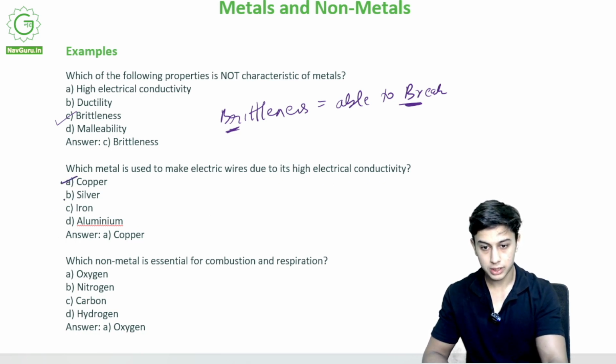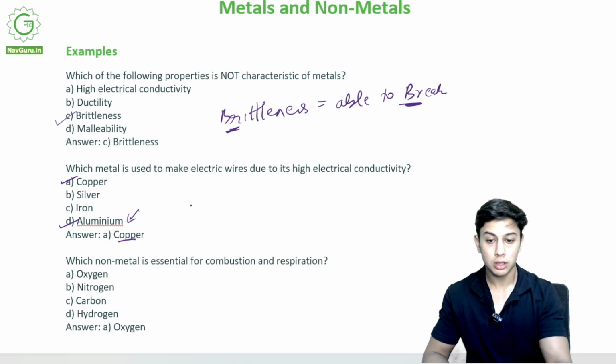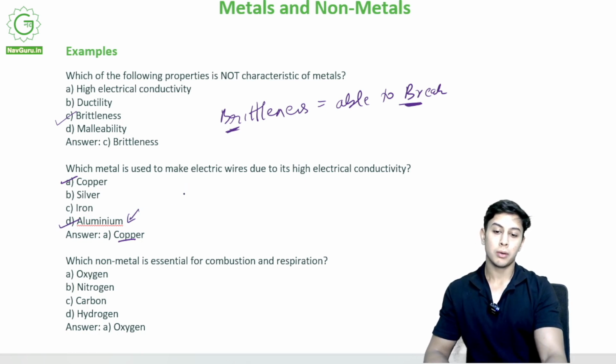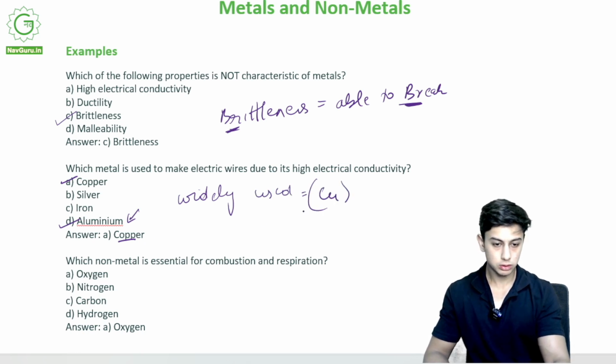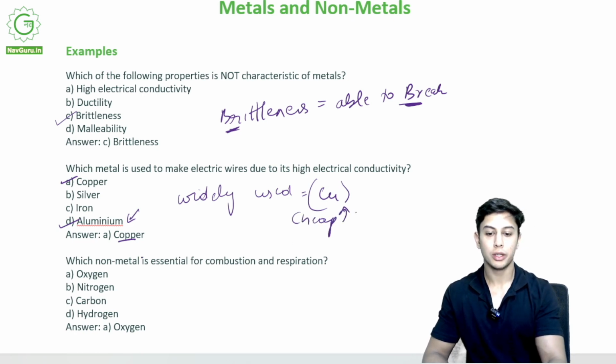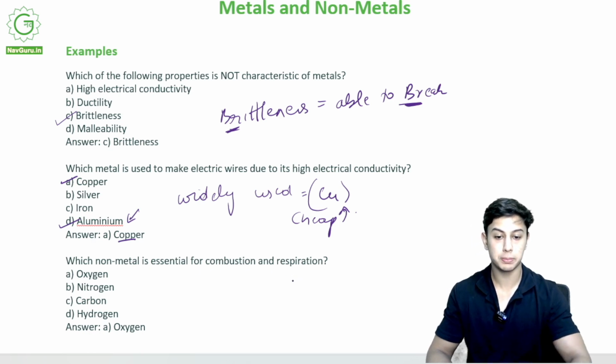Which metal is used to make electric wires due to high electrical conductivity? Copper, silver, iron, aluminium. The answer is copper, although aluminium is also used, but copper is widely used. Copper, Cu. Cheap copper.